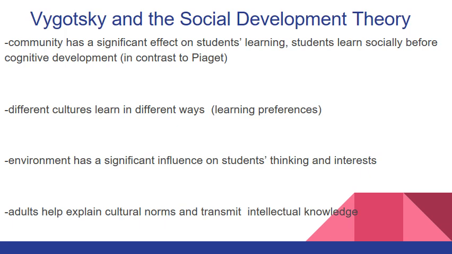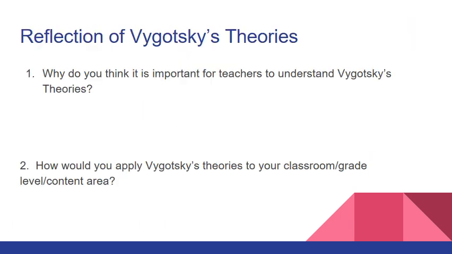Furthermore, environment has a significant influence on how students think as well as their interests. Adults play a crucial role in teaching children cultural norms and in transmitting intellectual knowledge across the generations.